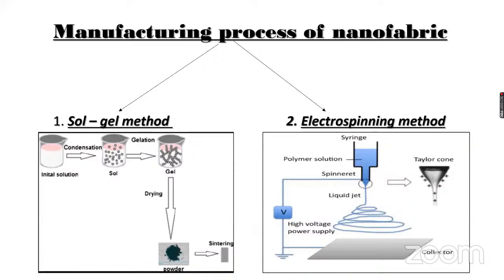In the right side picture, we are seeing the schematic diagram of the electrospinning method. At first, the polymer solution is put into a syringe and aimed directly opposite the collector. A strong electric field is applied. When the force of attraction between the polymer fiber and collector plate exceeds the surface tension of the solution, the nanofiber is produced and deposited on the collector. In this way, the nanofabric is produced.